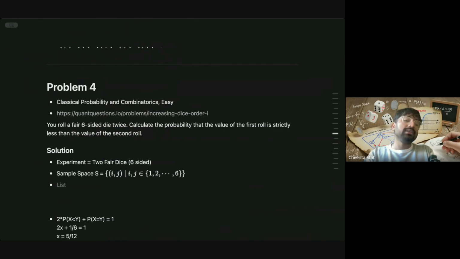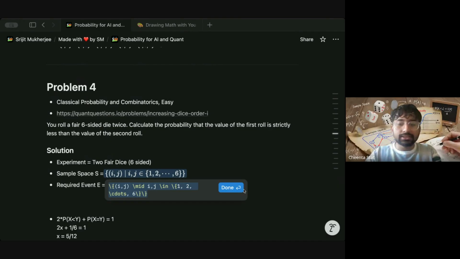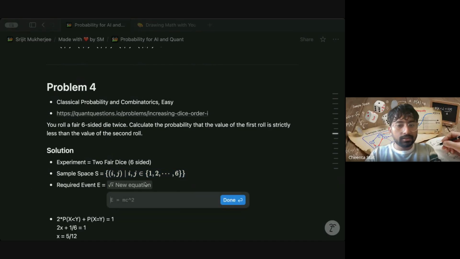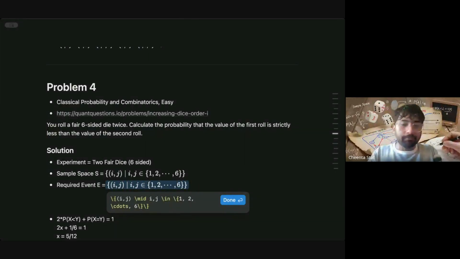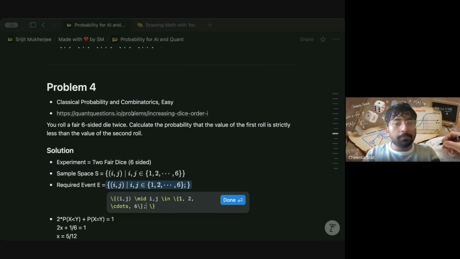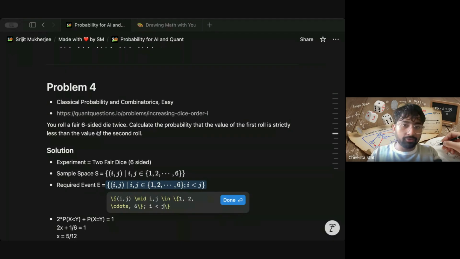Now let's look at the required event. We can only find probabilities for an event, which is a subset of the sample space. So the required event E is of course this condition, because it's a subset, plus something else, another addition, which we write like this: i is less than j. This is what we want to find: the first roll is strictly less than the second roll.